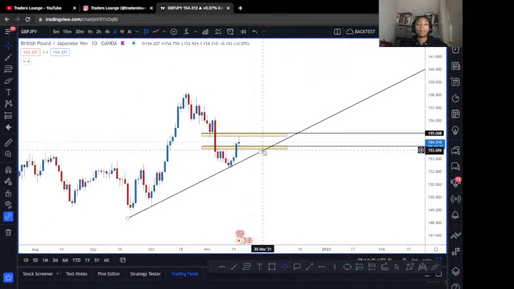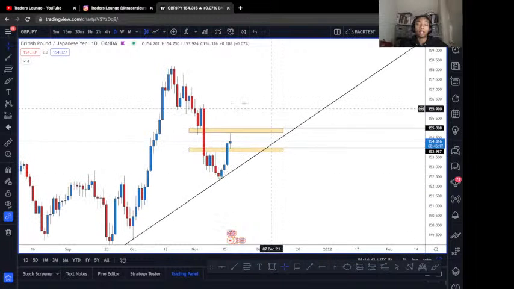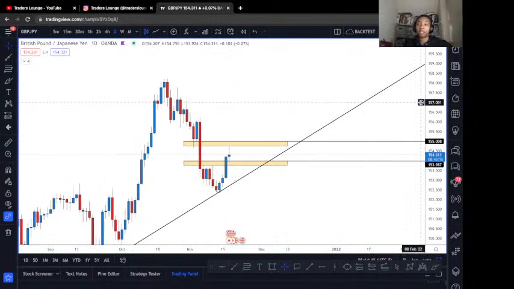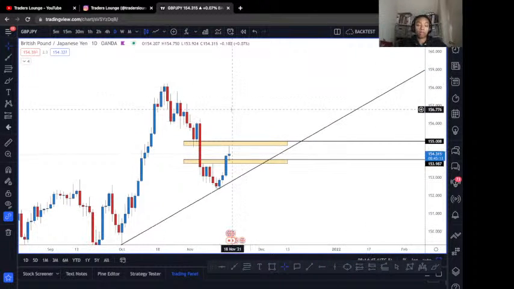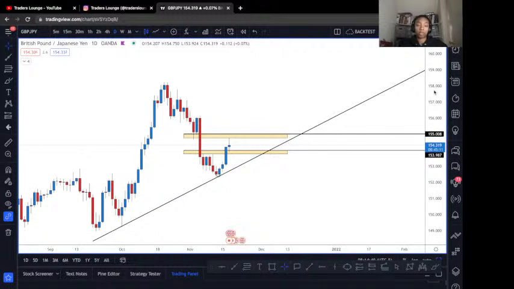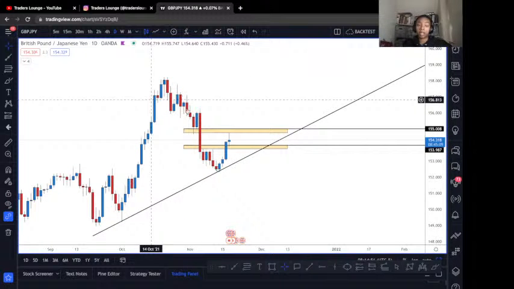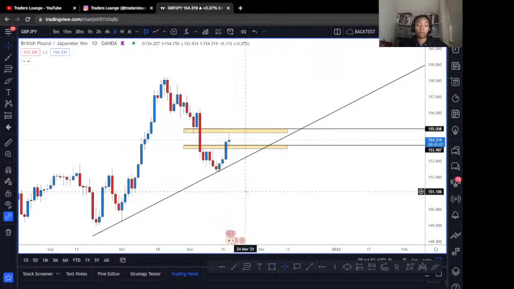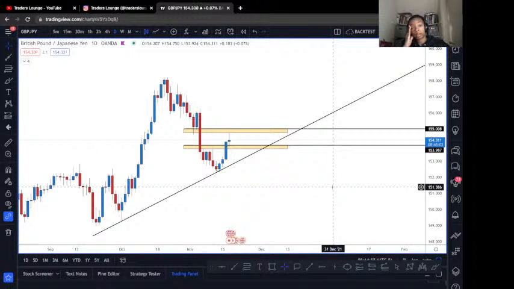So I'm trying to keep my charts less cluttered, considering the fact that I took off all of my indicators. I don't trade with any indicators anymore. I used to have an 8 EMA, the 50 moving average, and the stochastic RSI. I used to have that all across the board on all my charts.